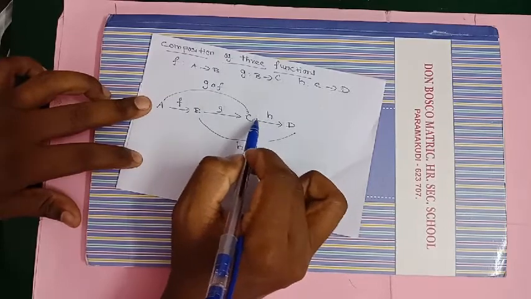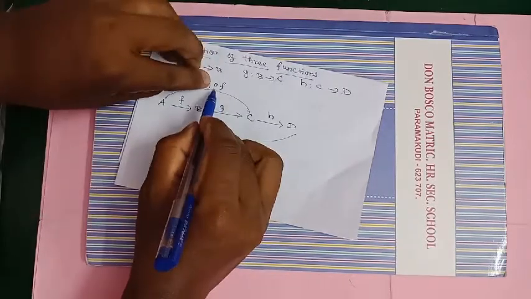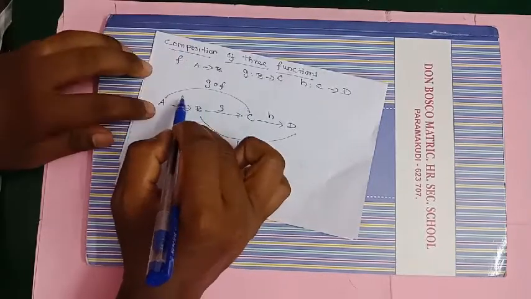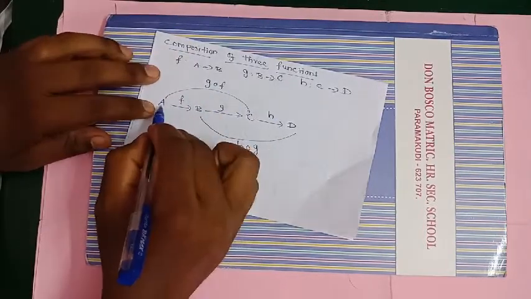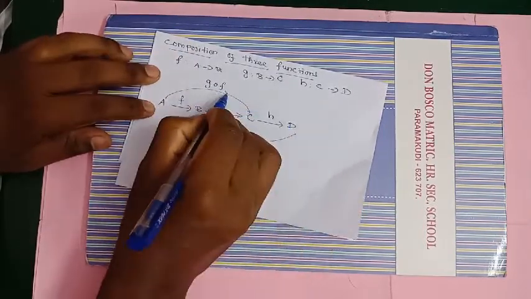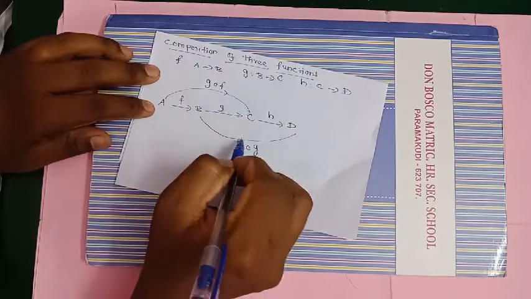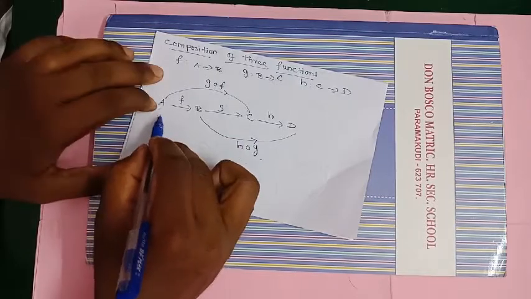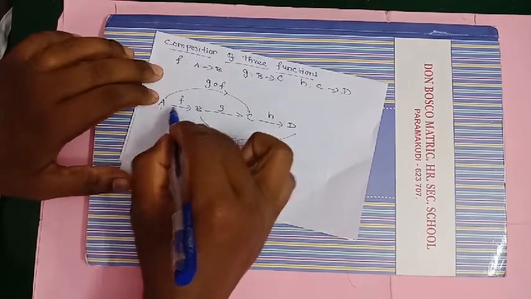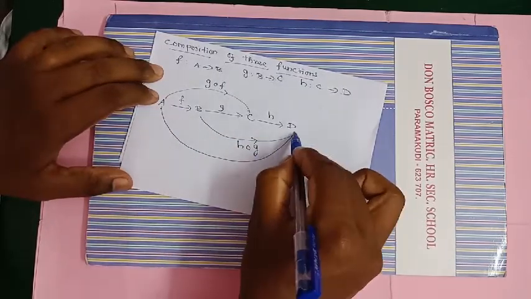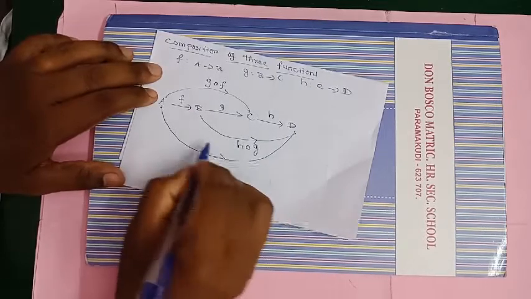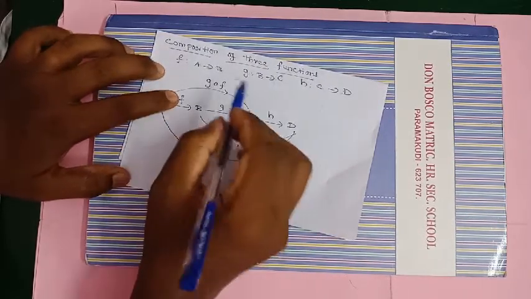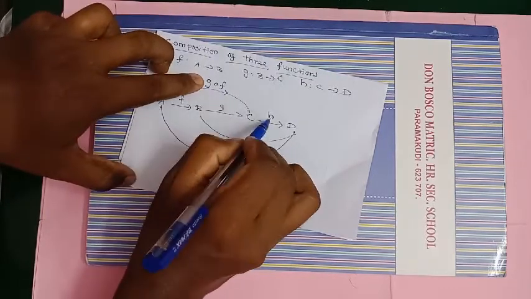Now we have another function. If you consider this as one function and this as another function, we can write the composition of A and D. If you connect these two, this is from A to C, this is from B to D. If you connect A and D through F and H, it is a composition G, or G composition F and H.